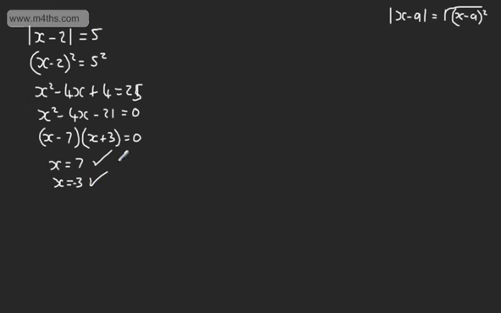One way you might want to think about it is the difference between this number and 2 is 5. That's one way that you could read it. The difference between x and 2 is 5. So we could say that 7 minus 2 is going to be equal to 5. Minus 3 minus 2, when we take the modulus, is going to be equal to 5. So that's the first way. It's an algebraic approach when we know both sides are positive.